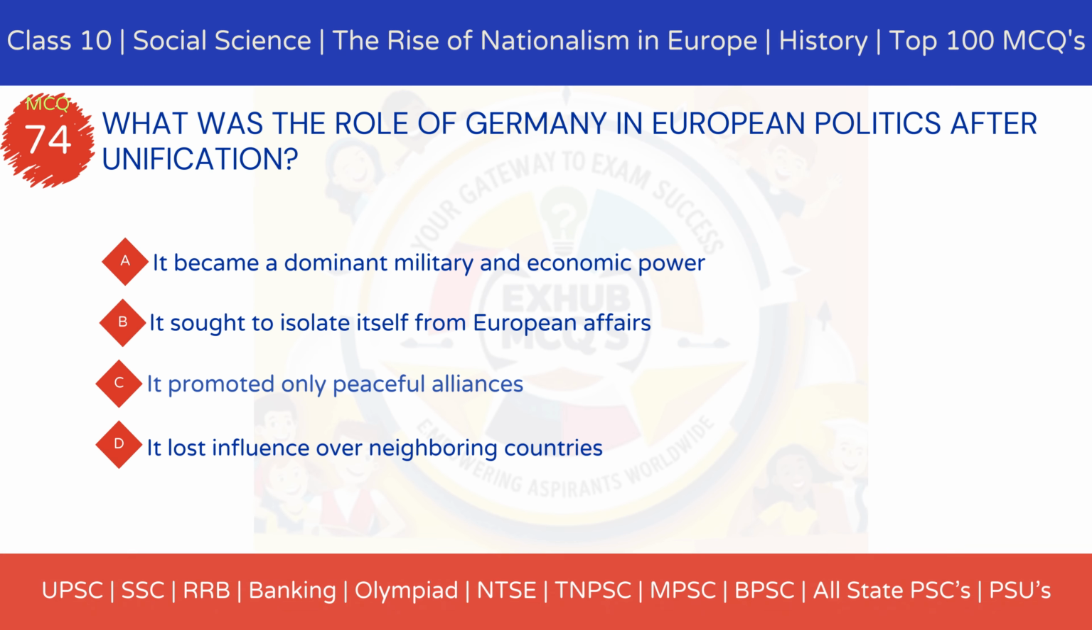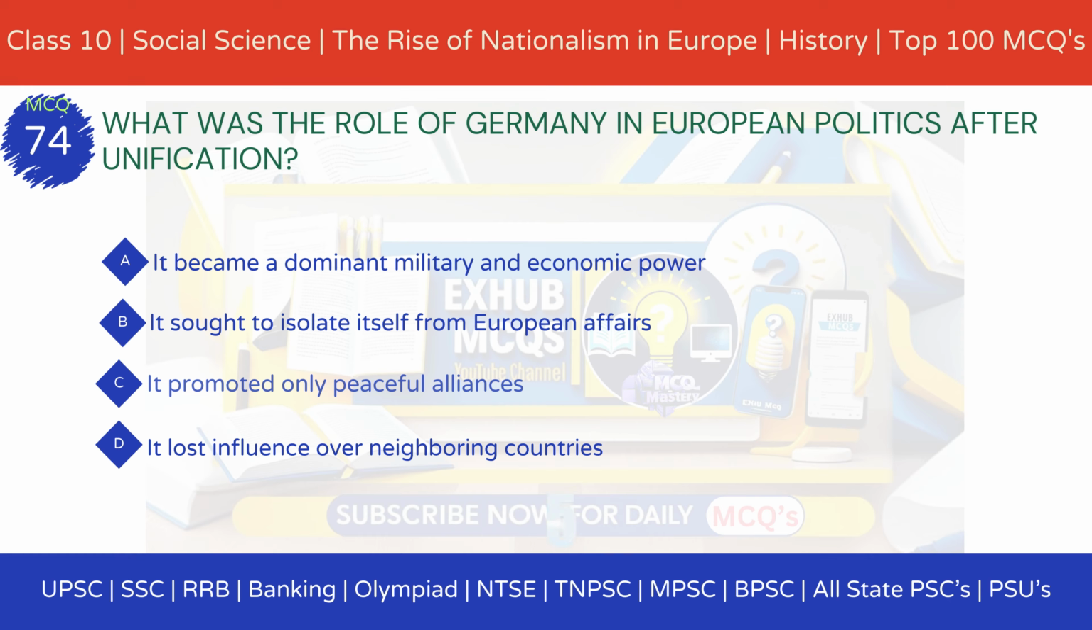MCQ 74. What was the role of Germany in European politics after unification? Option A. It became a dominant military and economic power. Option B. It sought to isolate itself from European affairs. Option C. It promoted only peaceful alliances. Option D. It lost influence over neighboring countries.